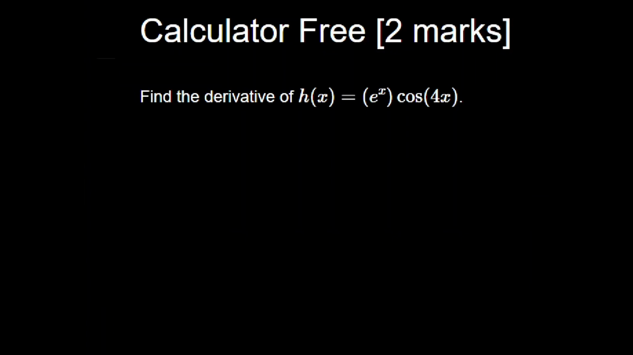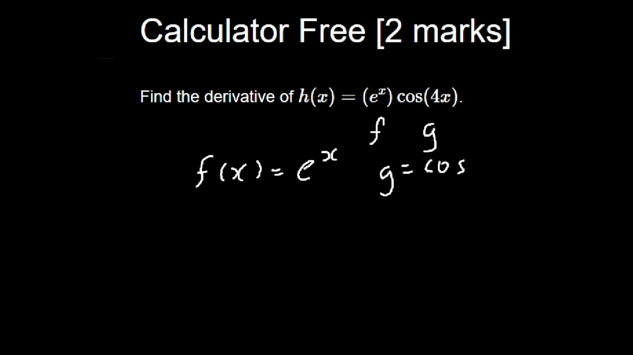This question is asking us to find the derivative of a function times another function. So hopefully you can see that this might be function f and this might be function g. So we can say that f of x is equal to e to the x and g is equal to cos 4x. Okay, so when we find the derivative of this, let's say f prime, I'm not going to bother writing the x's again. You don't have to either.